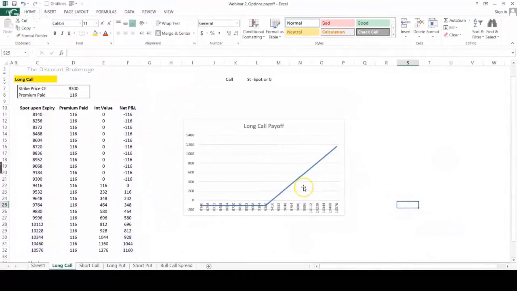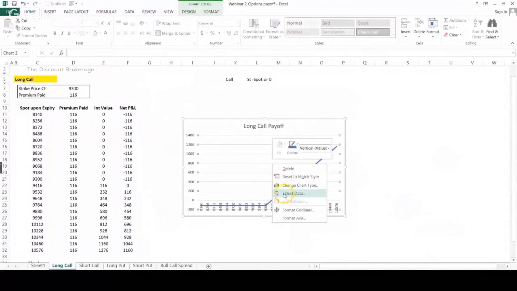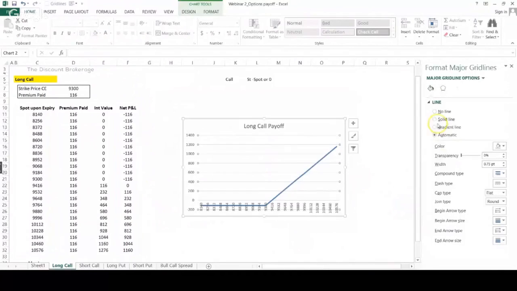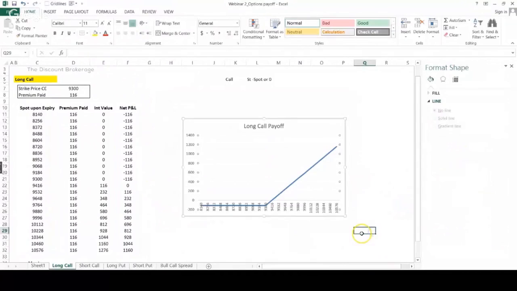So here's the payoff of a long call option. Let's inspect this. Just give me a second. I get annoyed with the grid lines. Okay. Done.